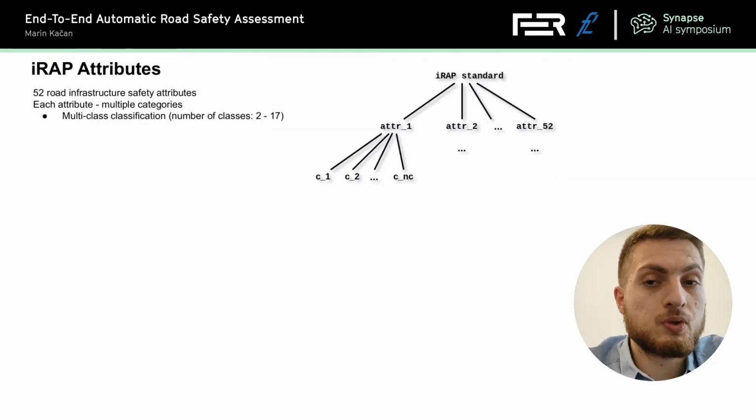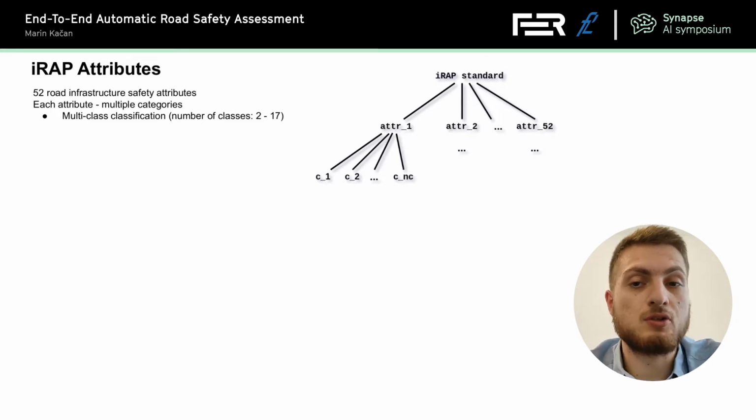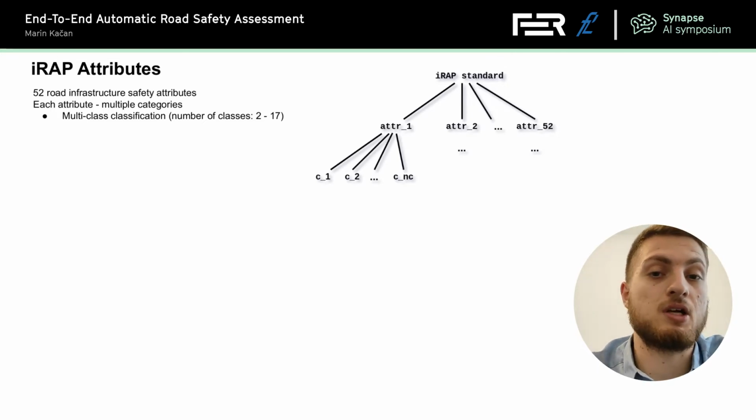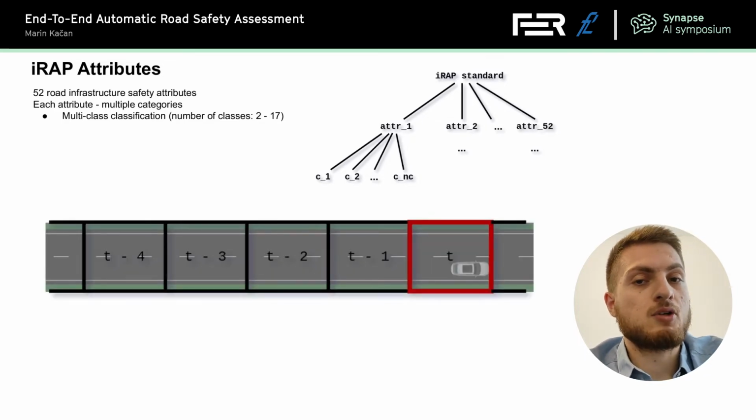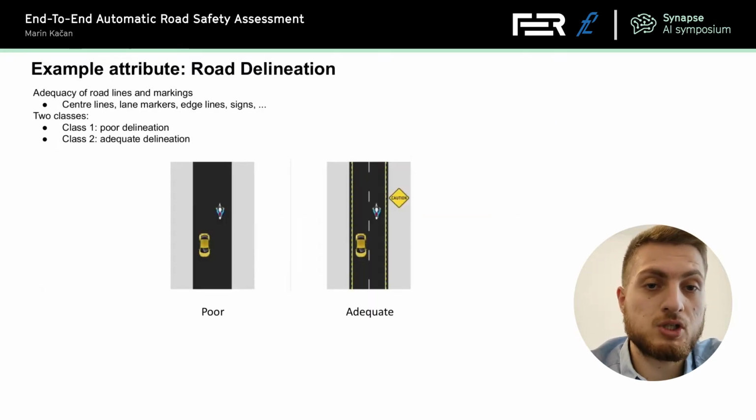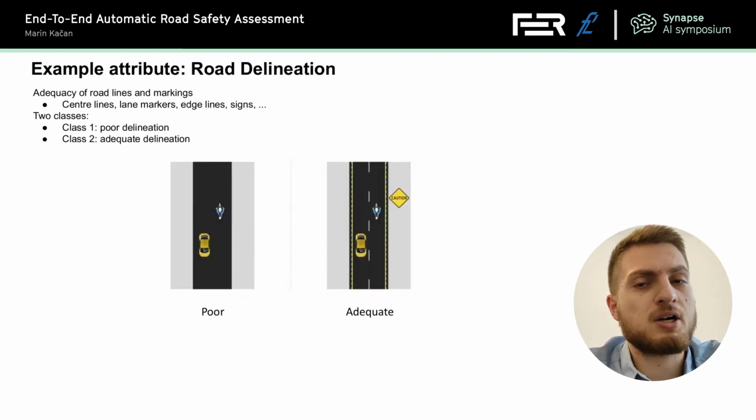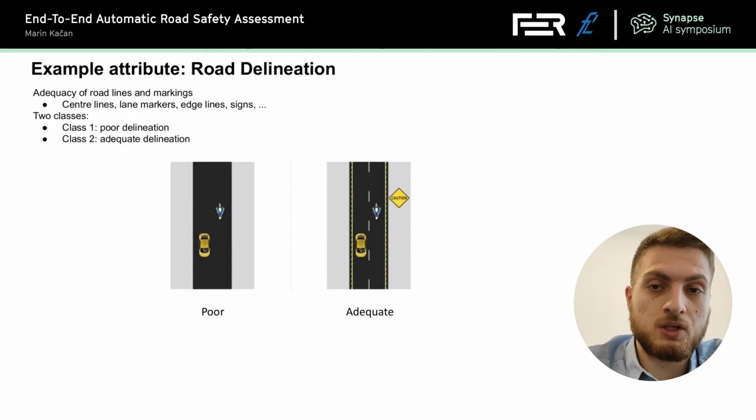There are 52 road safety attributes, and each one of them can have multiple categories, so we can think of each attribute as a multi-class classification problem. The value of each attribute has to be determined for each road segment. As an example, one attribute is road delineation, which is concerned with the adequacy of lines and markings on a particular road segment, and it has 2 classes called adequate and poor.